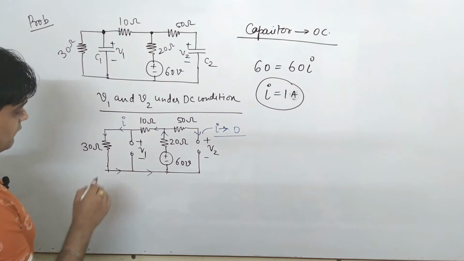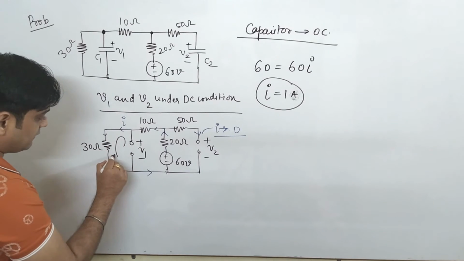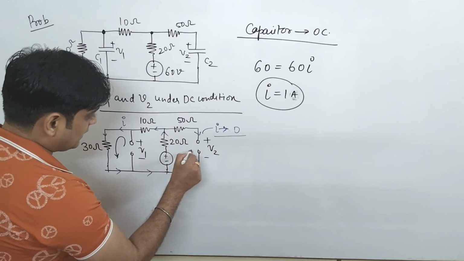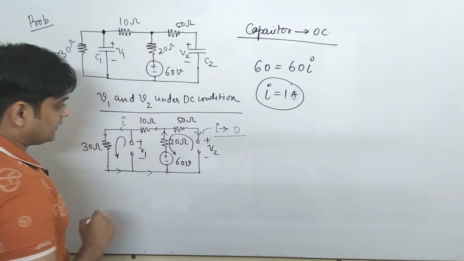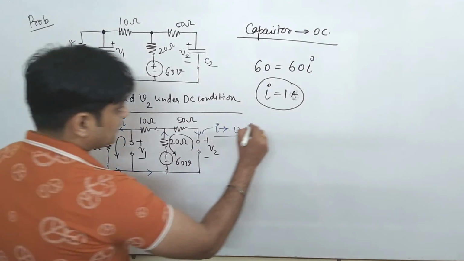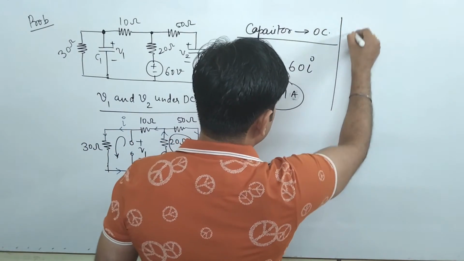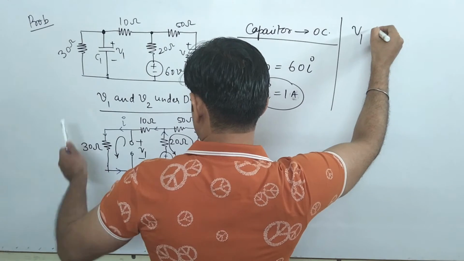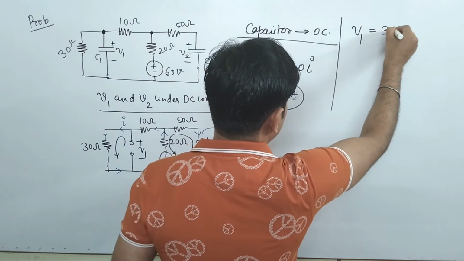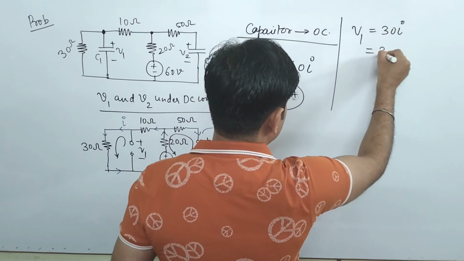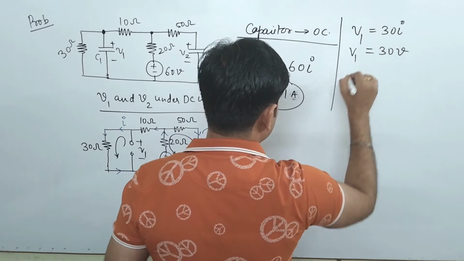So once you know the value of Y, can you find the value of V1 by applying one loop here and by applying another loop here? Yes. So the value of V1 comes to be how much? Now please see, the value of V1 minus 2 plus V1 is equal to 30I, and I is 1, so that comes to be 30 volt. This is the value of V1.